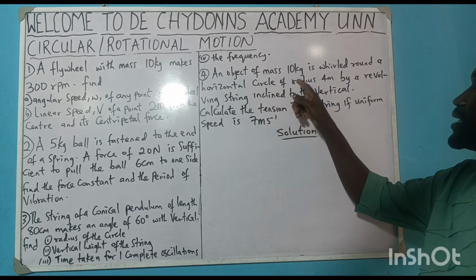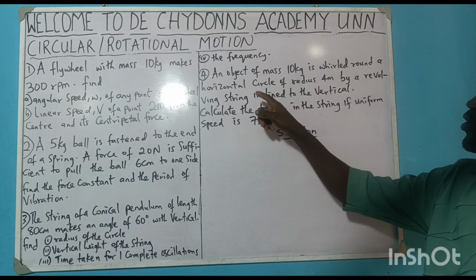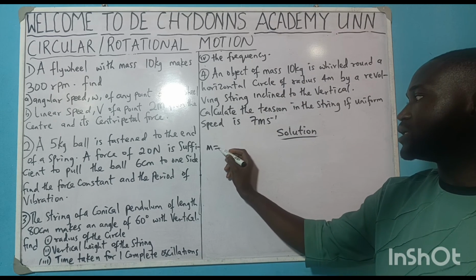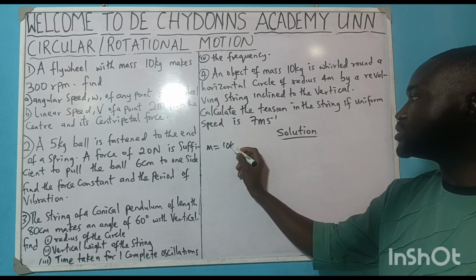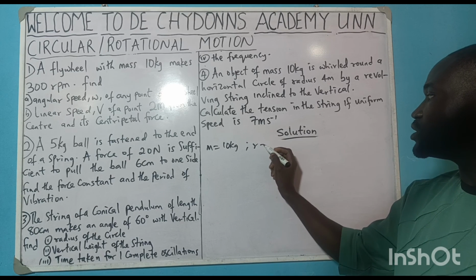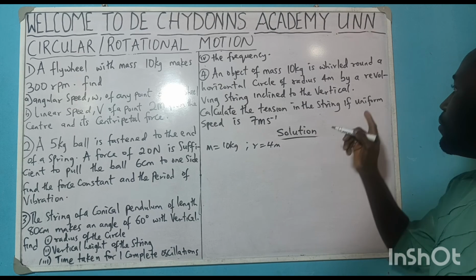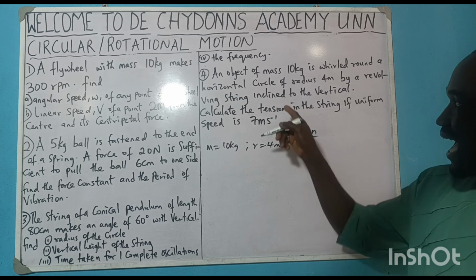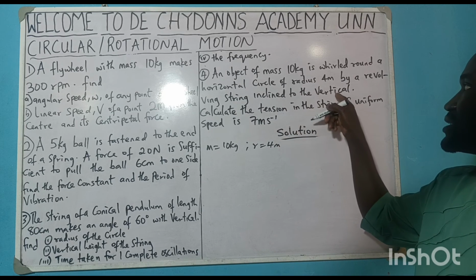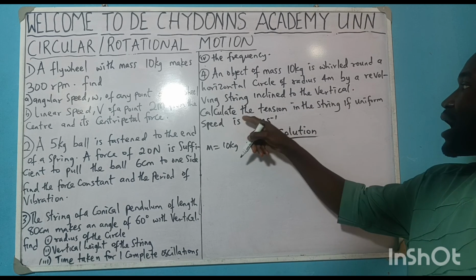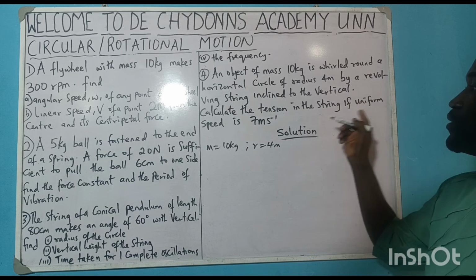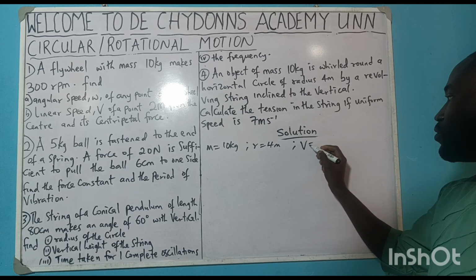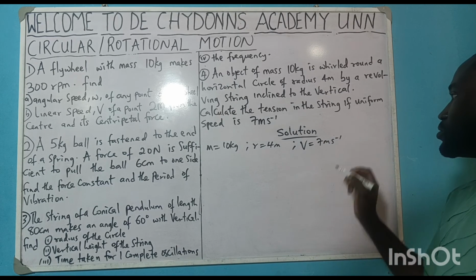An object of mass 10 kg is wheeled around a horizontal circle of radius 4 meters. I will say mass is equal to 10 kg. Radius is equal to 4 meters, by a revolving string inclined to the vertical. The angle at which it is inclined to the vertical is not given. Calculate the tension in the string if uniform speed is 7 meters per second. Okay, V equals 7 meters per second.